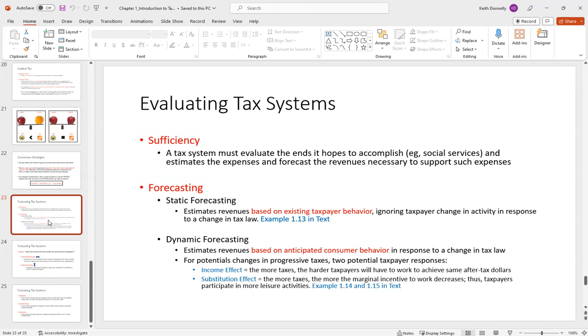In distinction, you're probably better off doing dynamic forecasting when you're creating tax laws. This is really taking into account how people are going to react. And there are really two different ways people can react when you increase or decrease the tax rates. It depends on their facts and circumstances. Specifically, you'll have the income effect versus the substitution effect. The income effect says this: hey, the more taxes, the harder the taxpayers are going to have to work to achieve the same after-tax dollars.